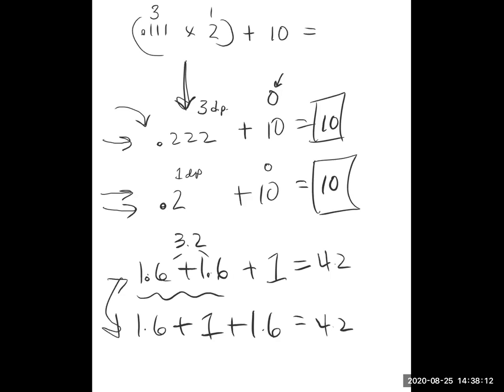No, I mean, if you round every step, 1.6 plus 1 is 2.6. If you round it, it's 3. No, it's 3.2. Okay, but if you round that, it's a 3. Now you've got 3 plus 1.6, which is 4.6. This is all one step.